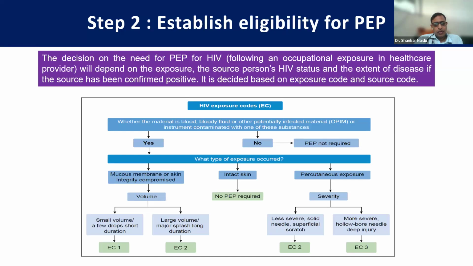So the first question that we need to ask is whether the material that the particular person is exposed to is blood or contains a bloody fluid or any other potentially infectious material, or an instrument contaminated with any of these substances. If the answer to this particular question is no, then PEP is not required. If the answer is yes, then we have to determine what type of exposure has occurred.